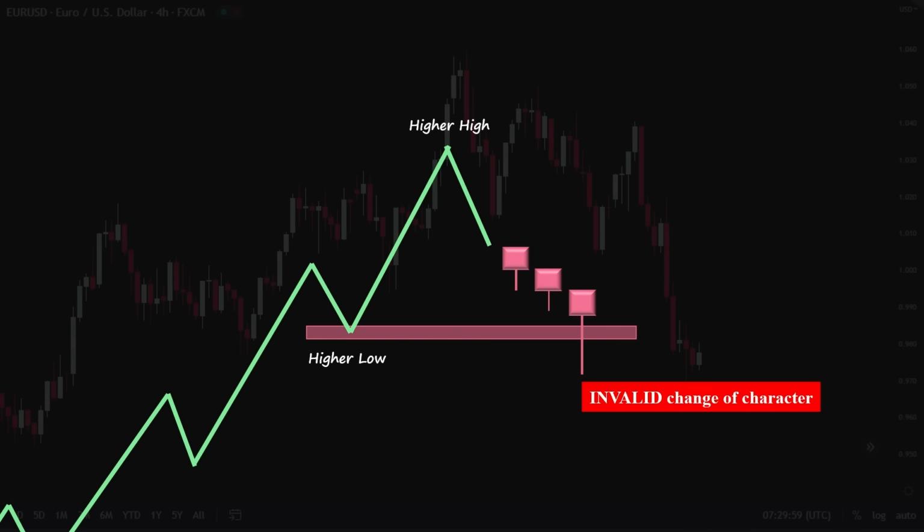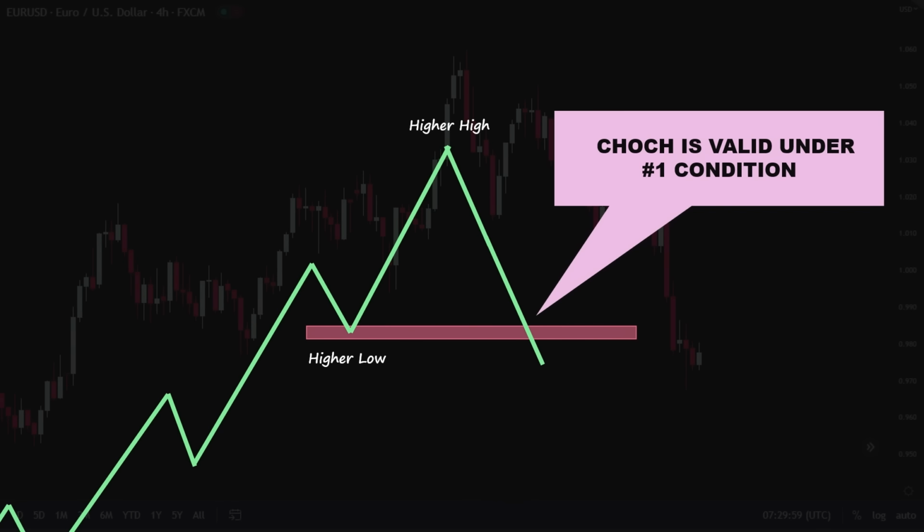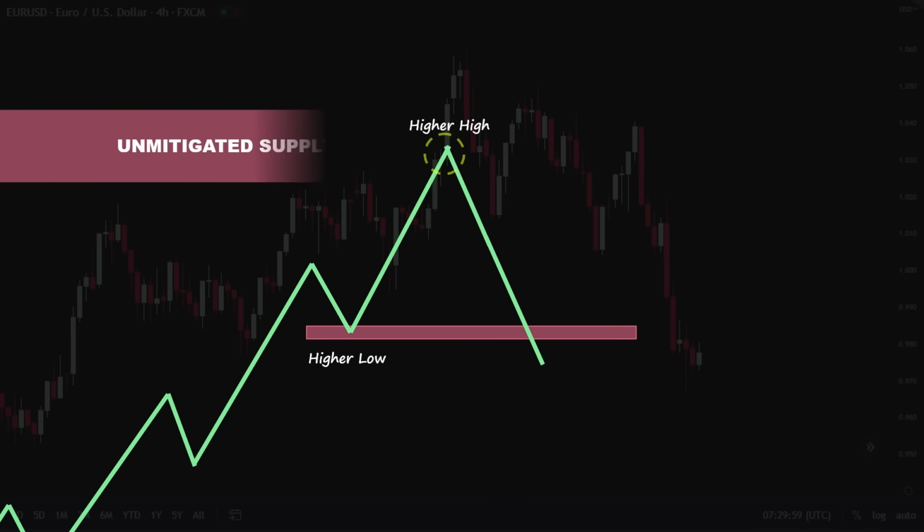But there is a pro tip that you always need to remember. A change of character is valid only under one condition: that price reversed and came from a supply or demand zone before breaking the recent structure and creating the change of character. If price, without mitigating a supply or demand zone, creates a change of character, even with a valid candlestick pattern, we cannot consider it a valid change of character.